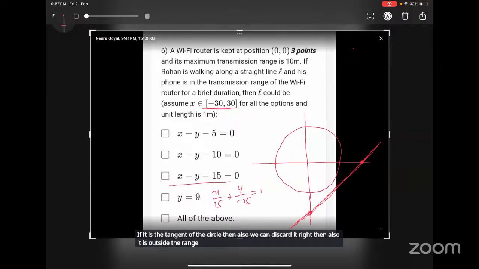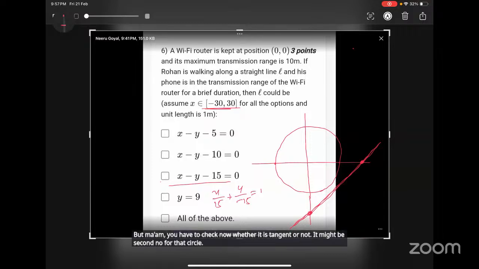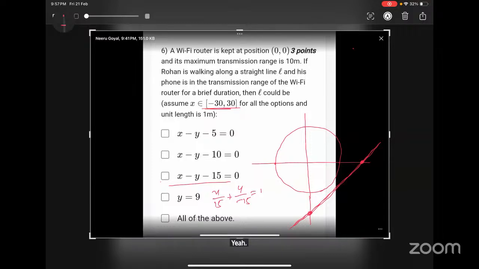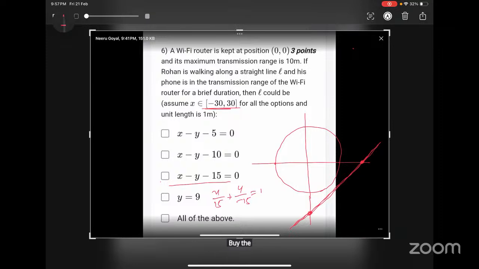But ma'am, you have to check now whether it is tangent or not. It might be a secant for that circle. Yeah, that is why we are drawing the picture. Now, after seeing the picture, we can say it. By the outside point, by the x-axis or y-axis, you can't decide, ma'am. We can see it clearly from the picture.